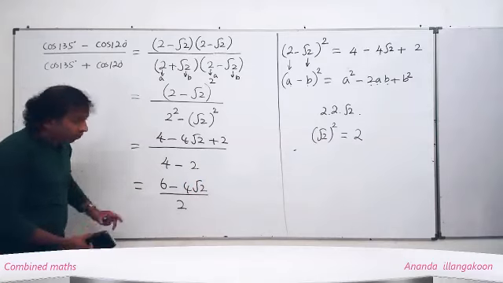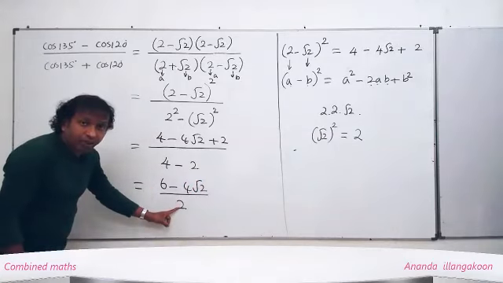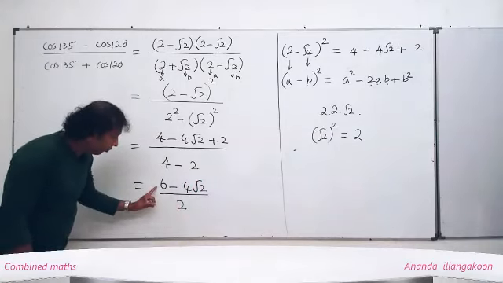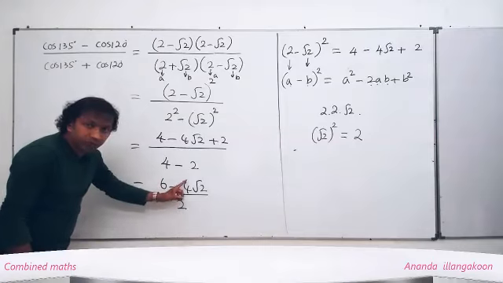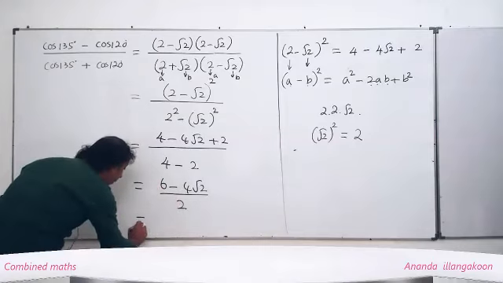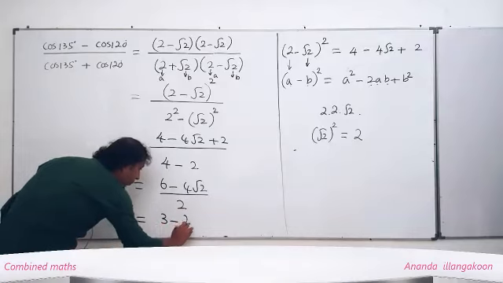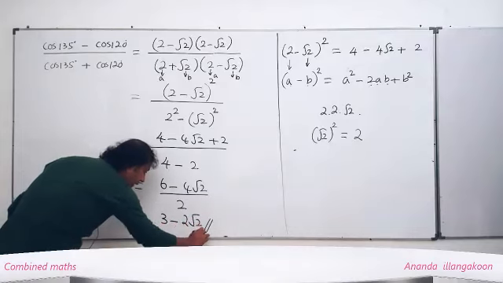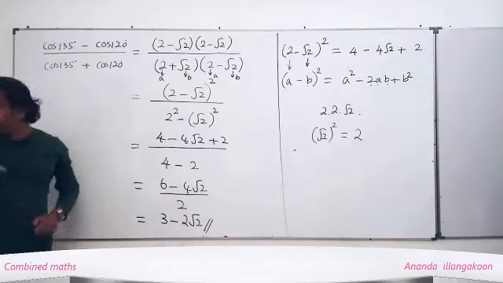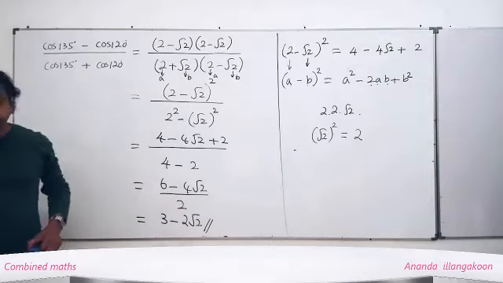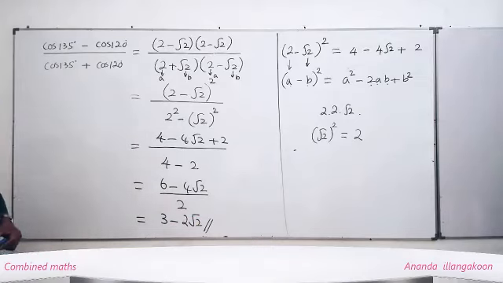Now, people, all these terms we can divide by 2. 6 divided by 2 is 3. 4 divided by 2 is 2. Then we get 3 minus 2 root 2 as the answer. This is how, people, we take that answer.